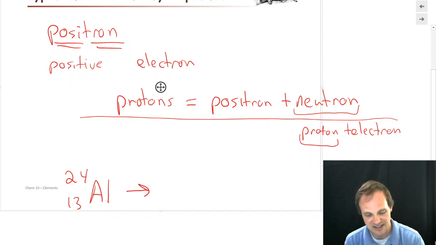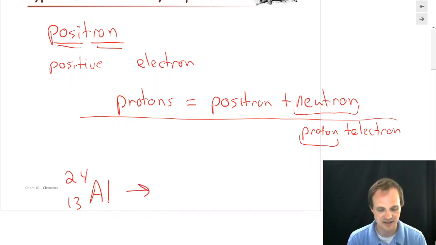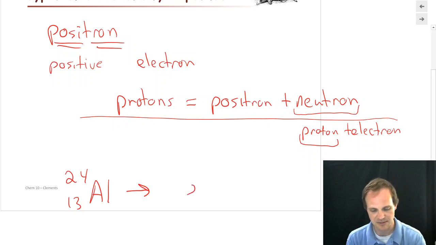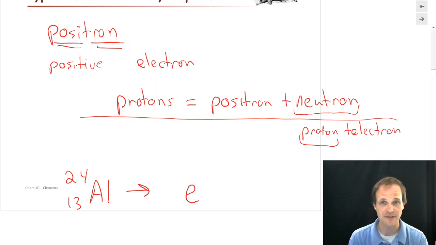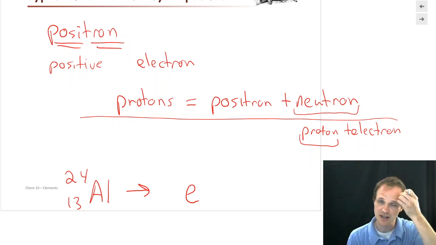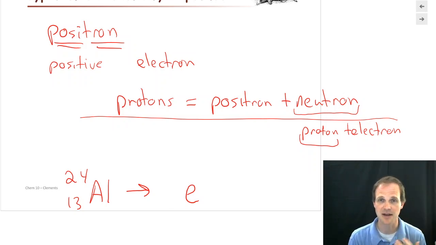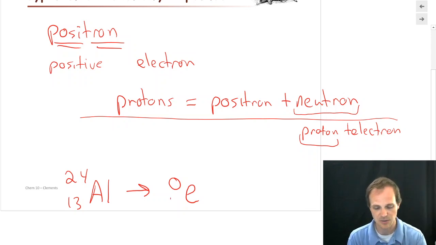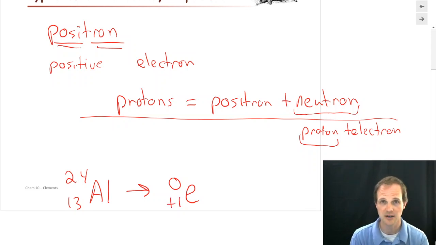It's undergoing decay, so there's nothing else on the left-hand side of our arrow. A positron doesn't have its own little symbol. We just use an e for it because it's the same mass as an electron. It's just got a positive charge. Now, if you remember in the last slide, we talked about beta particles having no mass number, 0 mass number. The same is true for a positron because it's got no protons, no neutrons. But here we're going to use a +1 for the charge.